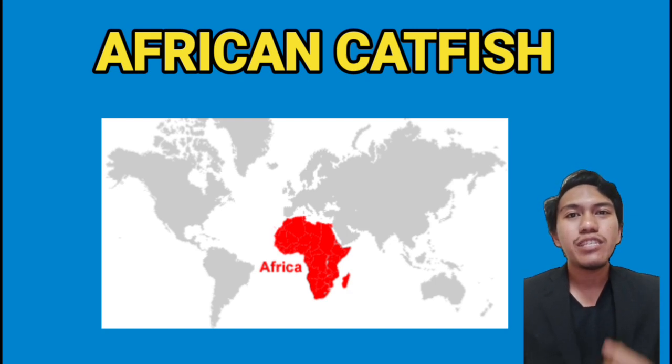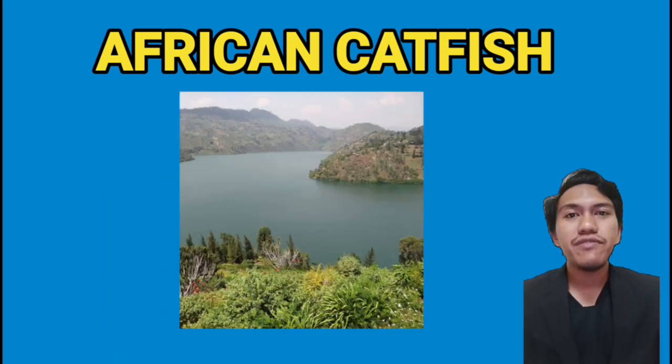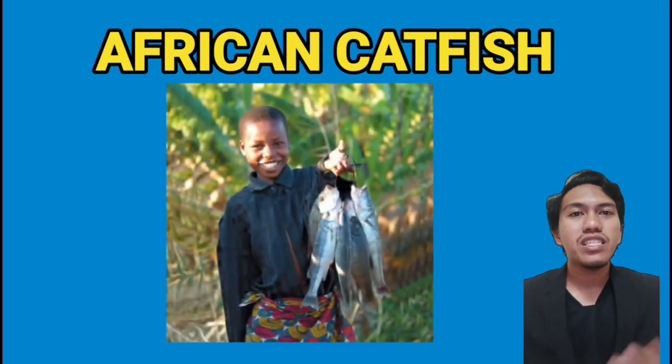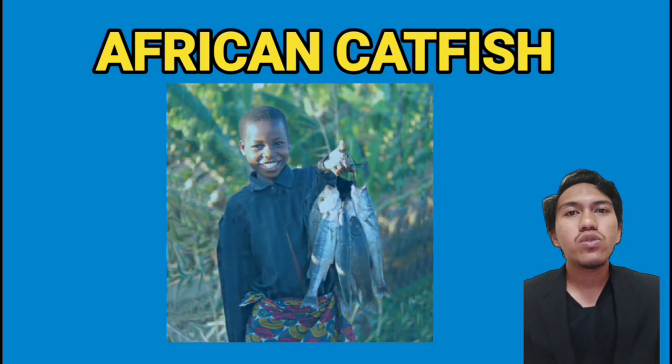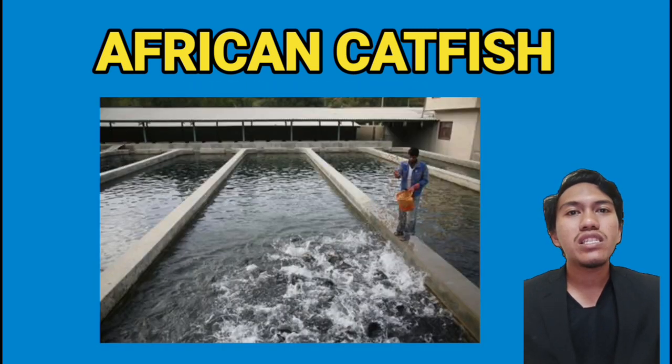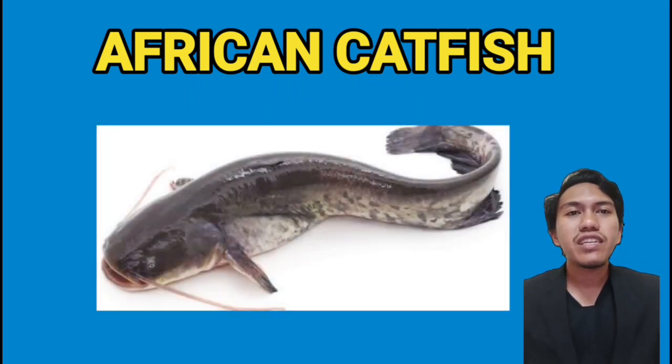African catfish is a species of catfish native to Africa and is commonly found in freshwater habitats such as rivers, lakes, and swamps. It is an important food source in many African countries and is also widely farmed for aquaculture purposes. The African catfish is known for its adaptability, hardiness, and ability to tolerate various environmental conditions.